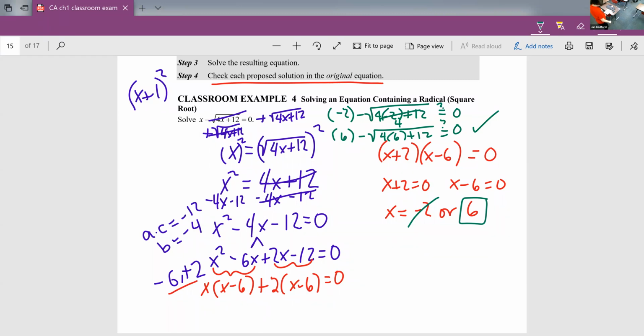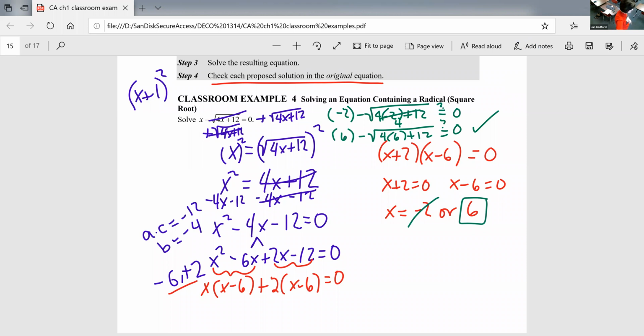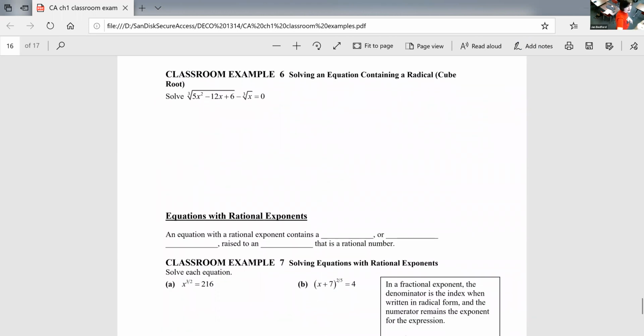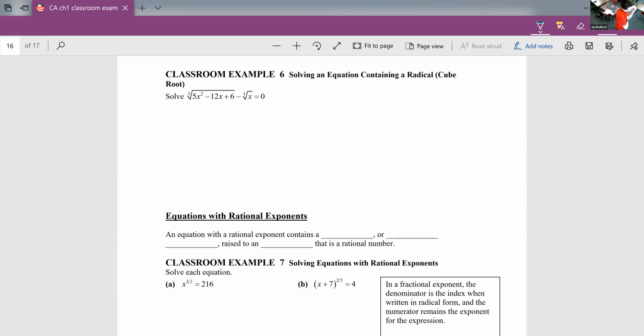Okay. You know what the good news is? There's only one more page of notes, and then we're through with the chapter 1 packet of notes. Is that a good feeling? I would hope so. All right, so let's look at this guy.